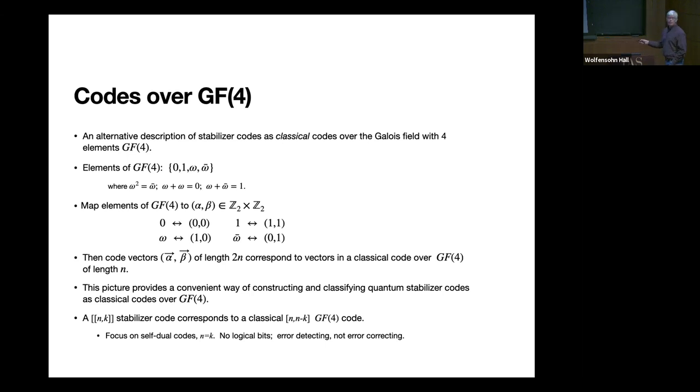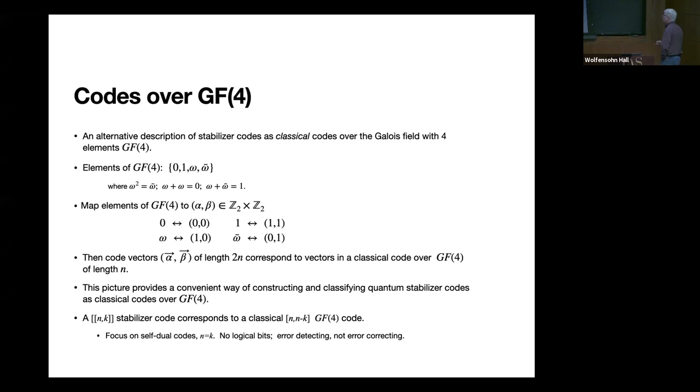Its multiplication table is the same as the cube roots of 1 along with 0. And you can map GF4 to Z2 cross Z2, which is where each alpha and beta component lives, by this dictionary here. Okay, so that means we can associate a general code vector of length 2n with an n-dimensional vector over GF4. And what this does is it allows us to take over a lot of results from classical coding theory and apply them in the quantum context.